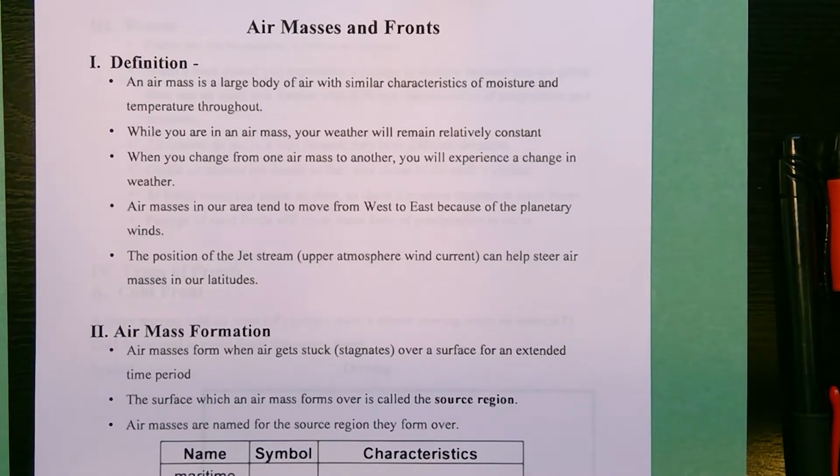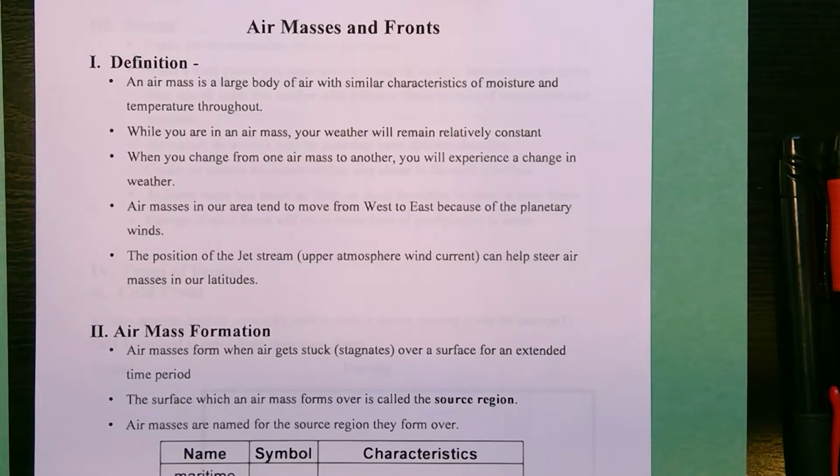The question is, how do air masses form? When air gets stuck or stagnated over a surface for an extended period of time, it begins to pick up the characteristics of that surface. If the air is over the water, it tends to pick up more moisture. If air is over a polar region, it gets colder. Our weather really changes when we move from one air mass to the next. And that movement from one air mass into another is referred to as the passage of a front.